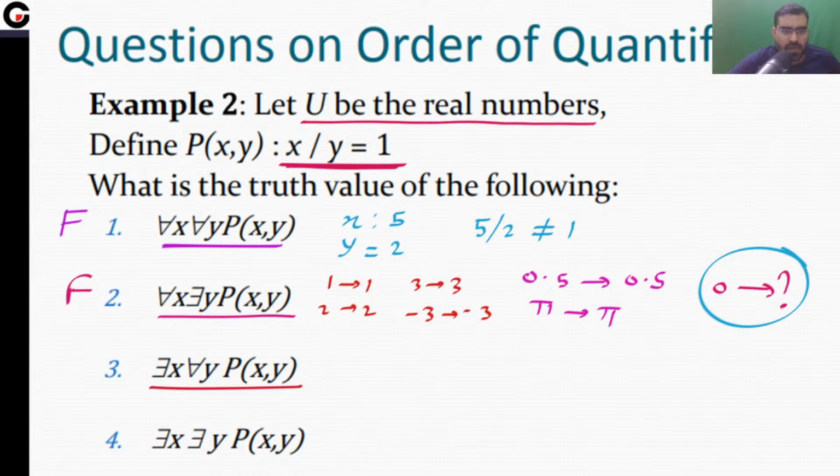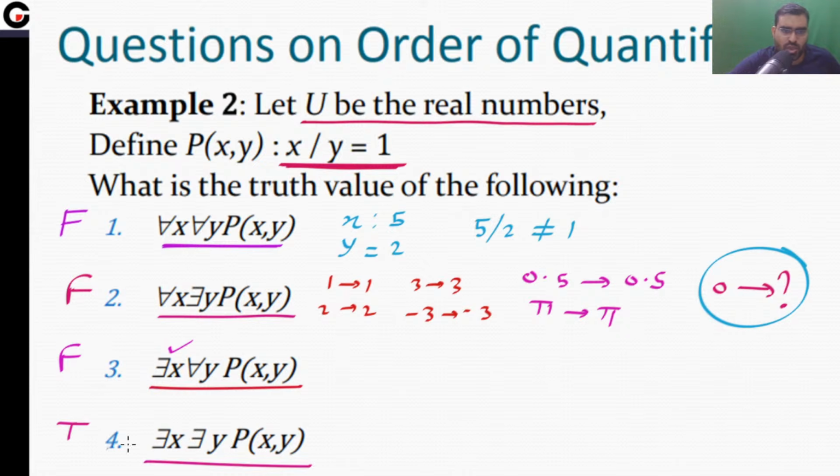What about this? There is a fixed person who is for everyone. So this is also definitely false, because if you take any fixed value, can you put whatever value you want and you will get 1? Definitely not. So there is no such real number such that if you divide this by anything, you will always get 1. So there is nothing such. So you can see this is also false.